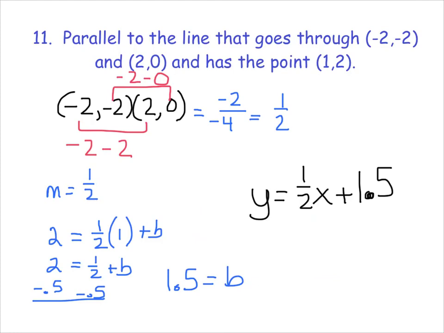All right, here we go. So the first thing I had to do is find slope of the original line. So I did my slope formula, and I received a negative 2 over negative 4, which reduces to 1/2. My slope stays the same because this says parallel. Parallel means I keep the same slope. So I plugged in 1/2 with the new point of 1, 2, and I found that my new b was 1.5. So I used the same slope because it's parallel. So y equals 1/2 x plus 1.5.